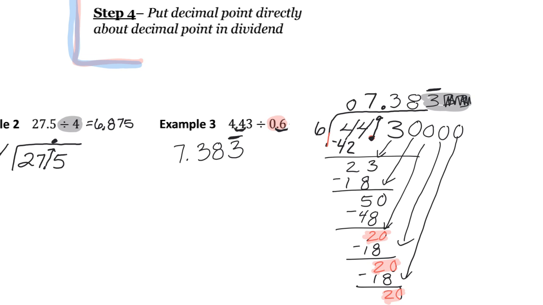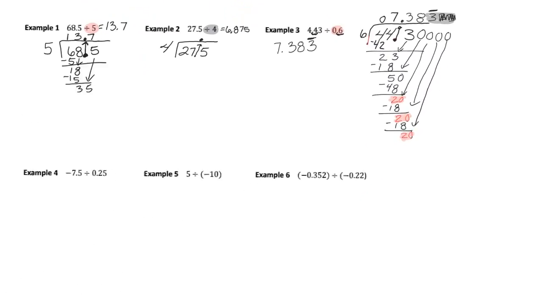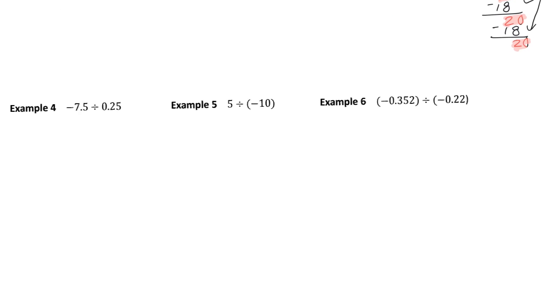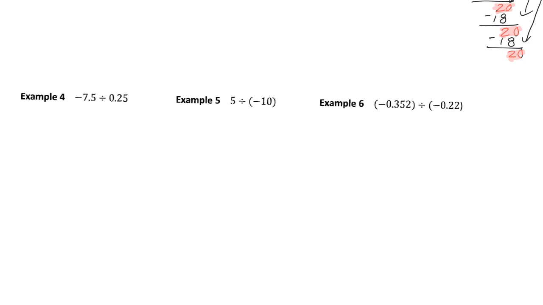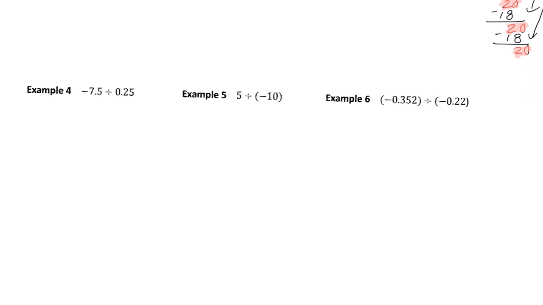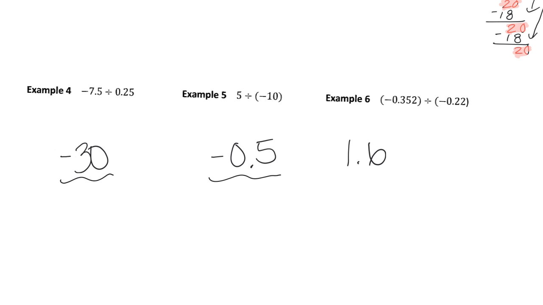Okay? So I want you to try examples 4, 5, and 6. So pause, work on 4, 5, and 6, and the answers will be up when you unpause. Make sure that if you have questions, you ask if you didn't get the same answers. Okay, so I got -30 for example 4, -0.5, and then a 1.6. So you had to do a lot of decimal moving for example 6, so just be careful there. All right, get going on your homework.